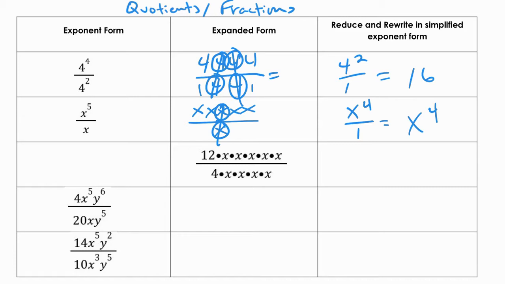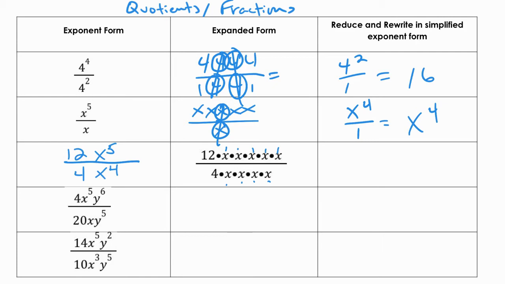For the next one, I started with the expanded form, so I wanted you to get to practice writing it so you'd see it. Well, there's a 12, and there's a 4, and there are 1, 2, 3, 4, 5 x's on the top, 1, 2, 3, 4 x's on the bottom. Okay, so you can go backwards there.